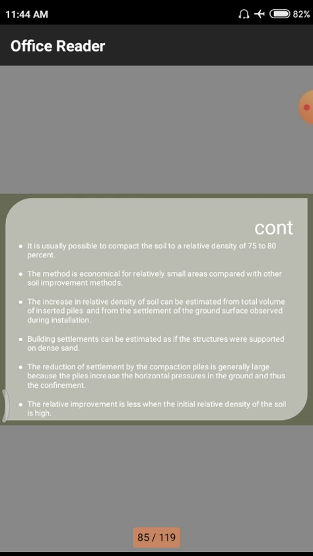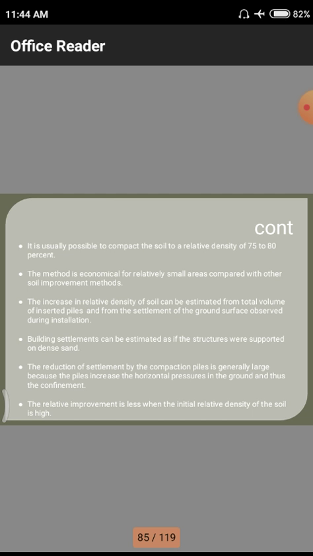To increase this relative density, the soil can be estimated from the total volume of the inserted piles. That means, what is the total volume we are having on a particular field? What is the total volume of inserted piles? We need a ratio between the total volume and the total volume of inserted piles, so that we are having a better compaction if we have a huge amount of this fraction.